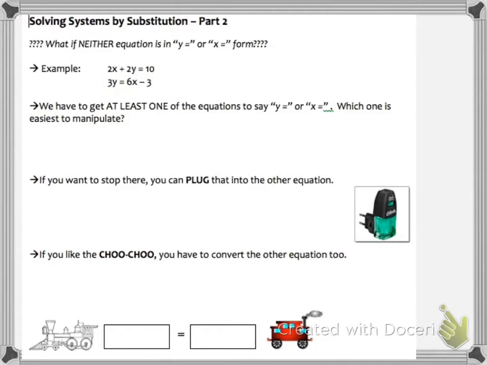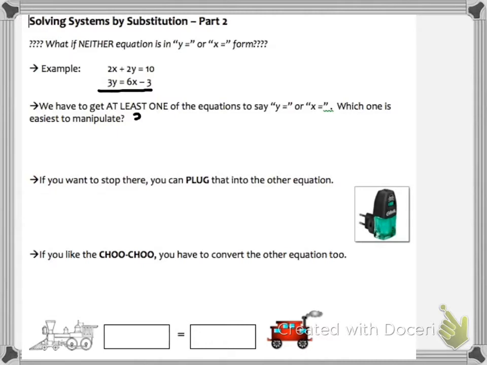When we have this case, we need to get at least one of the equations to say y equals or x equals. I always choose whichever one is easiest to manipulate. So, in the problem above, 2x plus 2y equals 10, and 3y equals 6x minus 3. If I were to try to get one of these to say y equals or x equals, I would probably use this second equation. And so I'm going to manipulate it so that it will turn into a y equals.